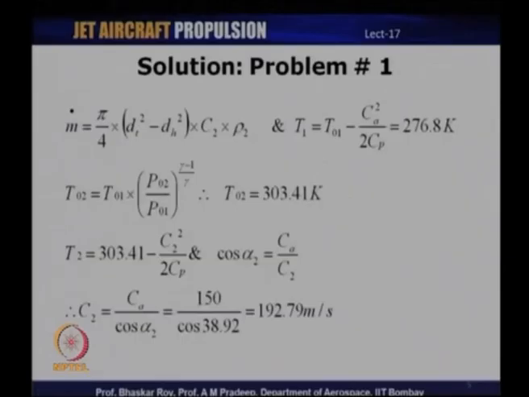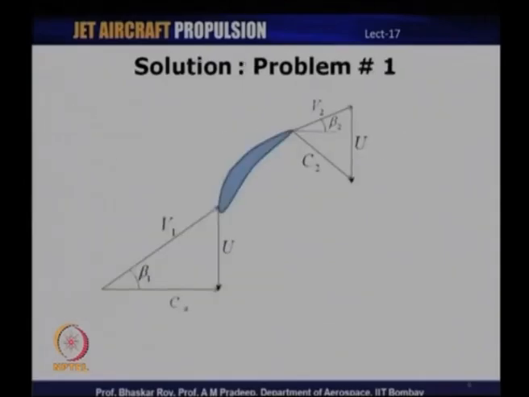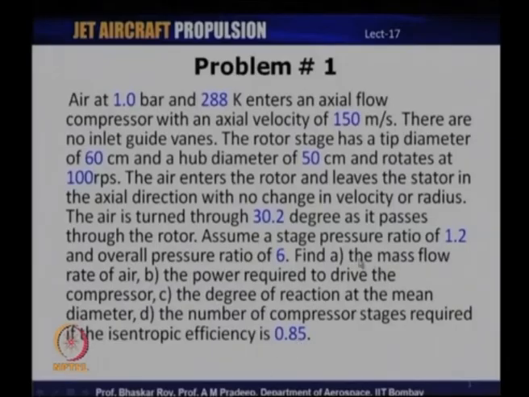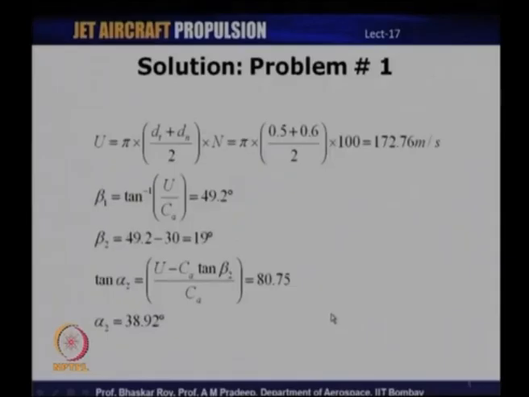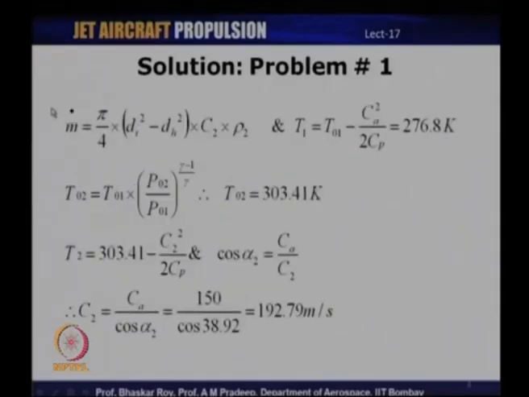So, let us now calculate the other parameters that are required. Let us look at the second part of the question. The question requires that we find the mass flow rate of air, then the power required, the degree of reaction, and the number of stages. So, let us determine the mass flow rate. How do we calculate mass flow rate? Mass flow rate is given by the annular area, pi by 4 into dt square minus dh square, into the velocity into the density at the exit. We can find the density either at the exit or at the inlet, and correspondingly use the actual velocities.